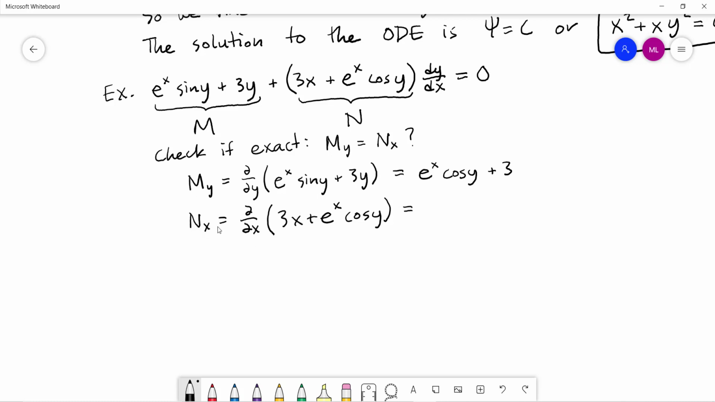Now let's check our N sub x term to see if it gives us the same result. So coming over here, we'll take the derivative with respect to x. What's the derivative of 3x with respect to x? Well, that's 3. What is the derivative of e to the x cosine y? Well, as far as x is concerned, cosine of y is a constant. And so we just need the derivative of the e to the x part. What's the derivative of e to the x? It's e to the x. And again, that cosine y is just a constant. These are the same, so it's exact.